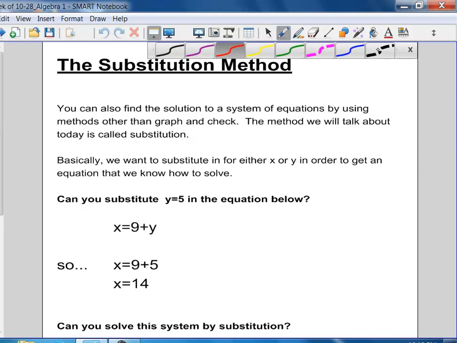Okay, so today's section of notes is on the substitution method once again, and we'll just go over it like we're doing it from the ground up again.